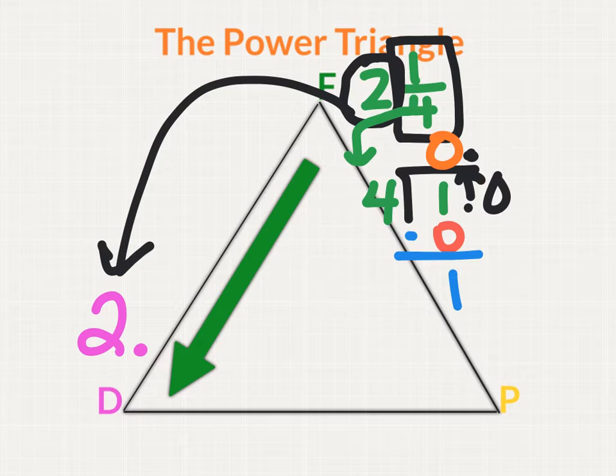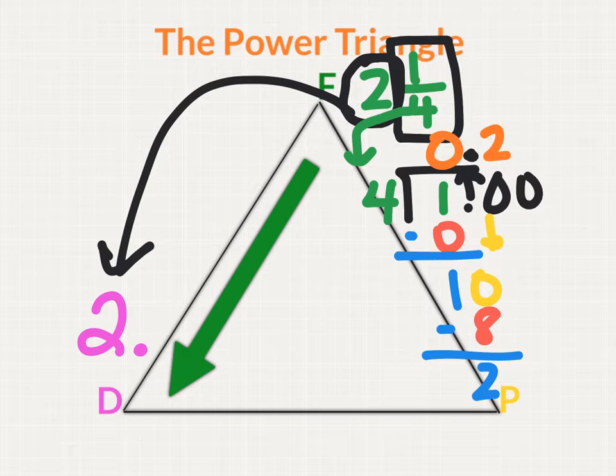When I bring that 0 down, I now have the value of 10. I know I can make 2 groups of 4 from 10, and 2 times 4 is 8. 10 minus 8 is 2. I still have a remainder. I need to add another 0, and bring it down, which now gives me a value of 20.